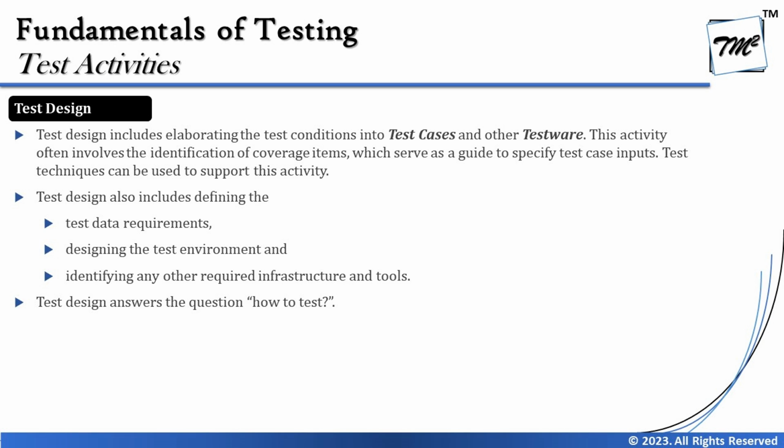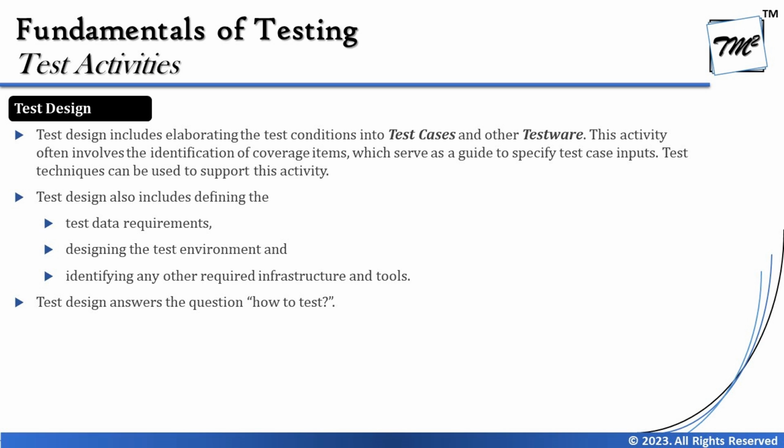This activity often involves the identification of coverage items, which serve as a guide to specify the test case inputs. Test techniques can very well be used to support this activity, that is, writing the test cases. Also, test design includes defining the following activities: test data requirements, that is, what kind of data you need to run the test, designing the environment, and identifying any other infrastructure and tools. That means the system configurations, DevOps, or other testing tools can be identified right here.